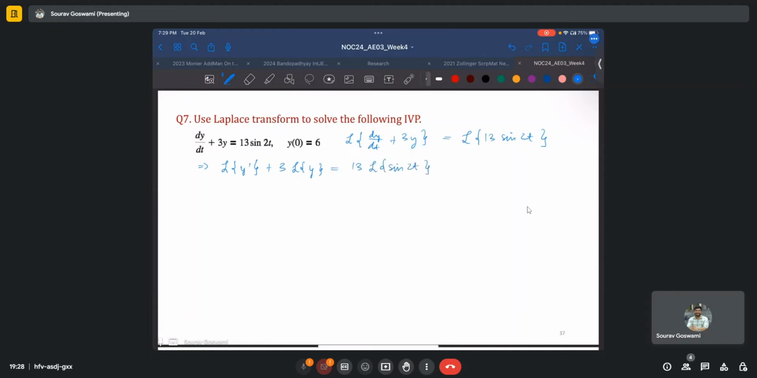Now remember that the Laplace transform of the nth derivative of y with respect to t is s power n f of s minus s power n minus 1 f of 0 minus s power n minus 2 f prime of 0. This goes on till f n minus 1 of 0.